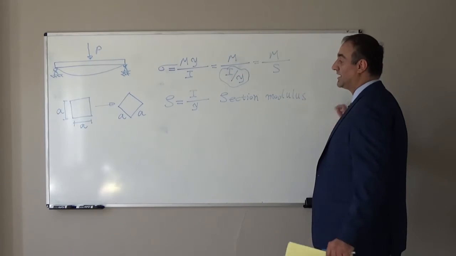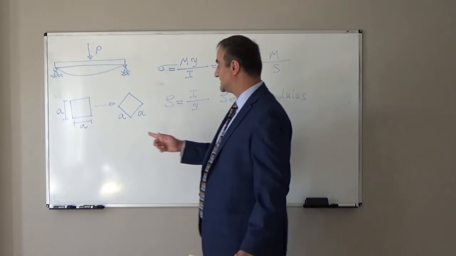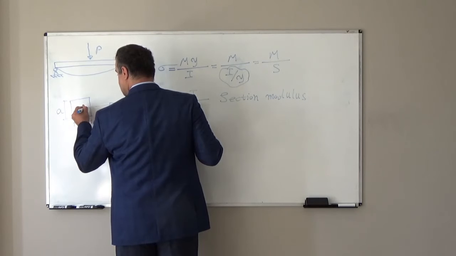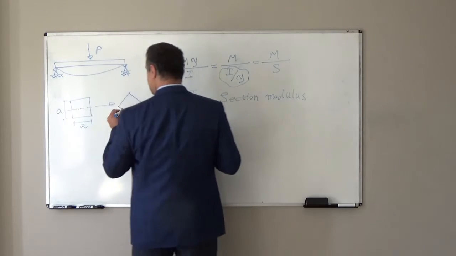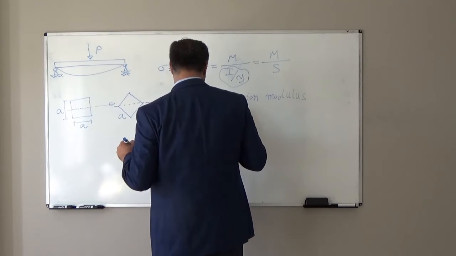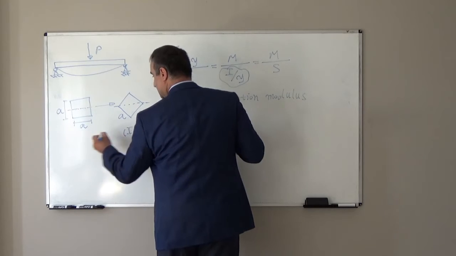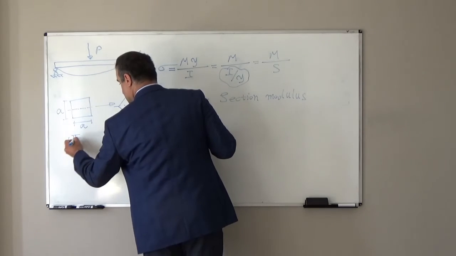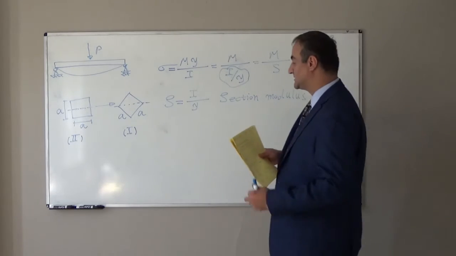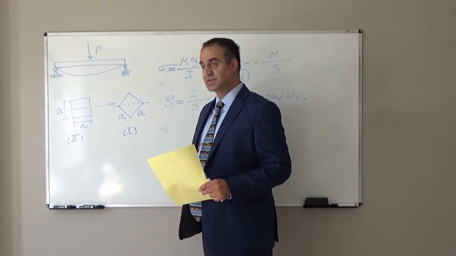Now let's calculate the section modulus for both sections. Here the neutral axis passes through the centroid, so the neutral axis will be here and the neutral axis will be here. I will call this position 1 and this position 2, so I will call this case 1, case 2. Let's look at each case one by one.